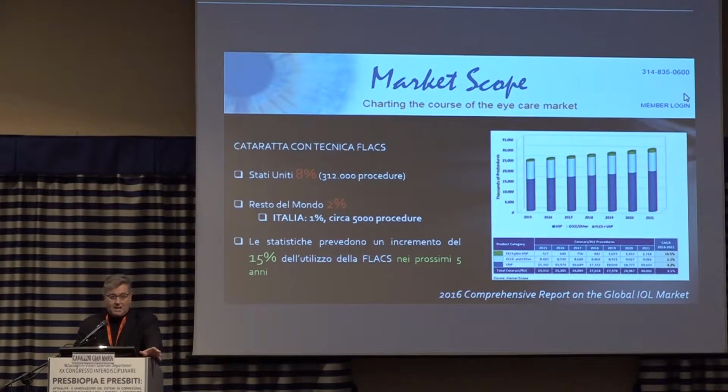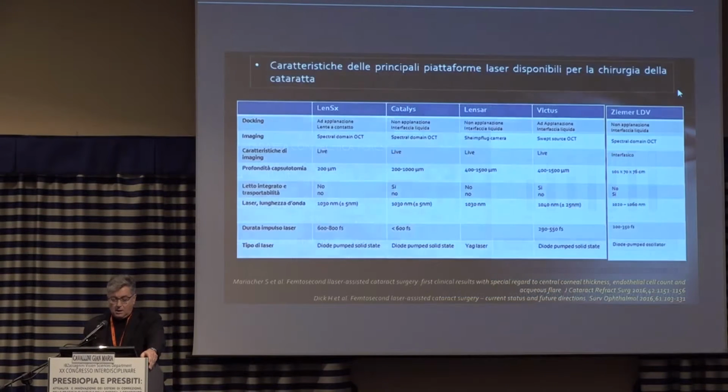In 2015, almost 8% of cataract surgery was performed with femto laser. In Italy, 1%. In the rest of the world, 2%. In the States, 8%. There are 4 or 5 machines only in the whole of Italy. It's expected that there will be a 15% increase in the next 5 years.